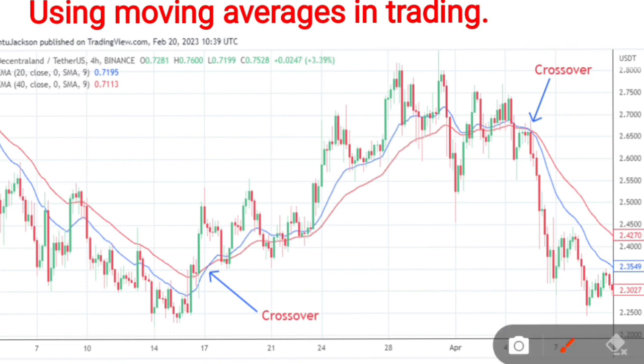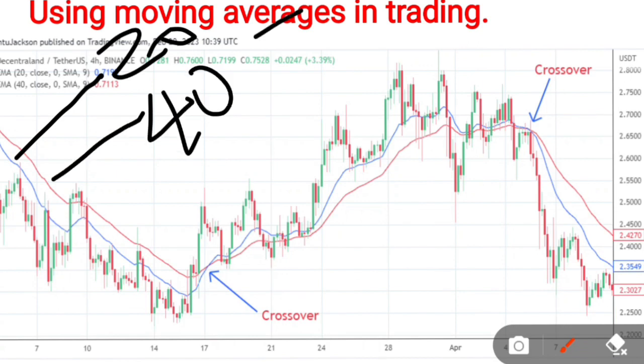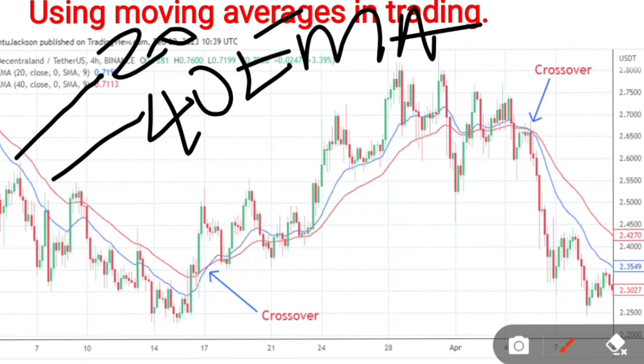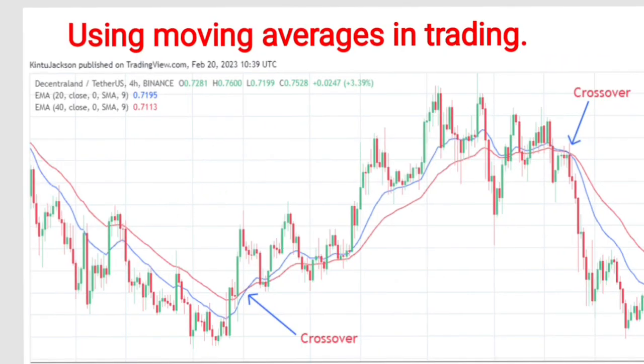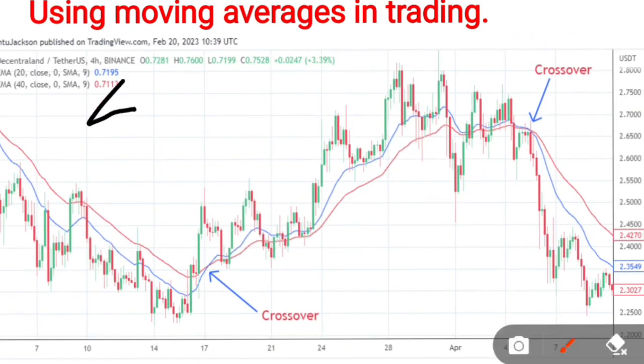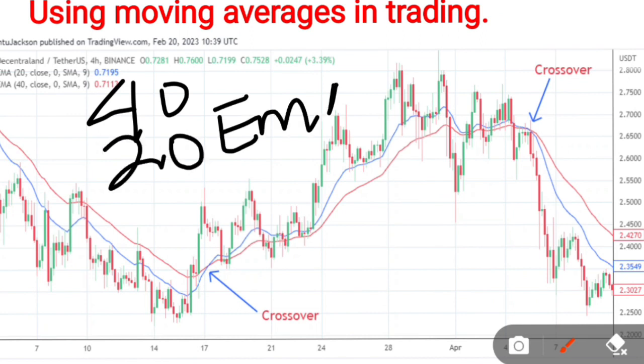Okay, so this is the price chart with the moving average, and we have the blue line as the 20 EMA. Let me have my pen. So the blue line is the 20 EMA, and the red line is the 40 EMA, right? So these are the exponential moving averages. So what happens on a downtrend is you have 40 EMA above 20 EMA, right? And both moving averages have to be sloping down. So they're indicating that the market is going down.